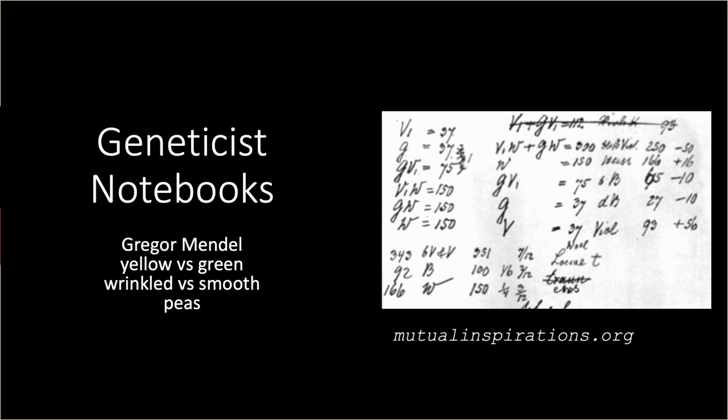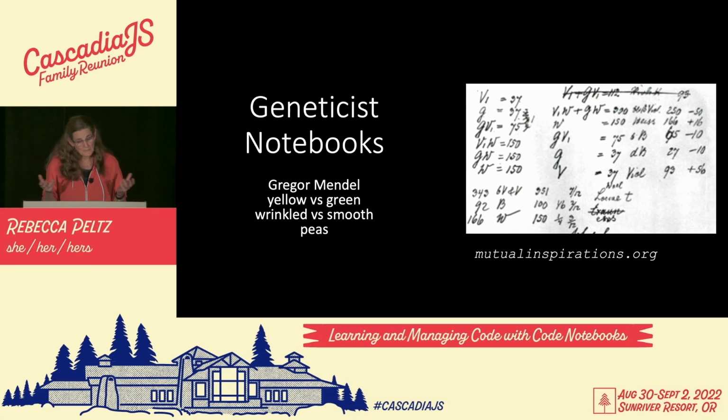Geneticists, so Gregor Mendel, if you've studied genetics, kind of the founder of genetics, creating rules for the way that heredity works, recessiveness and dominance, by counting peas, by counting yellow versus green, wrinkled versus smooth, by creating notebooks full of data and going back and analyzing it.